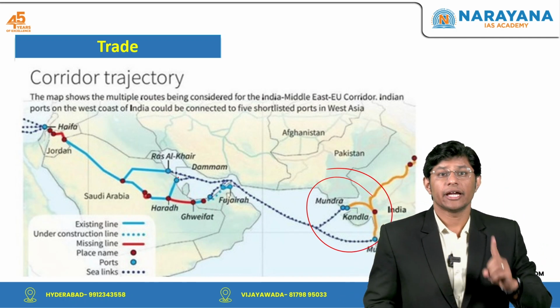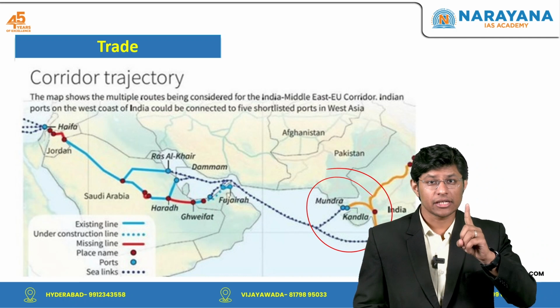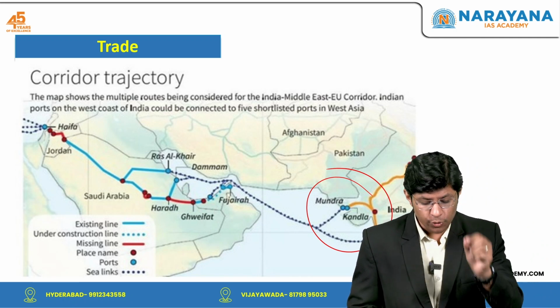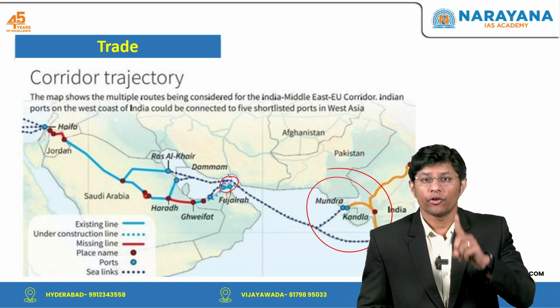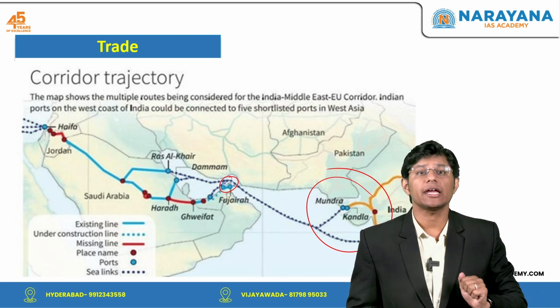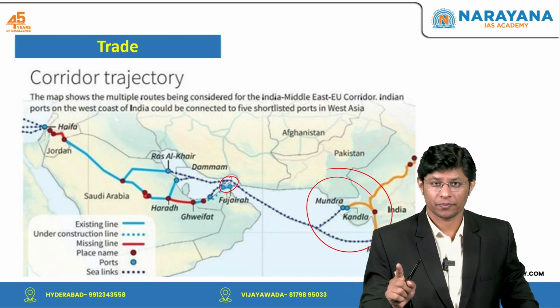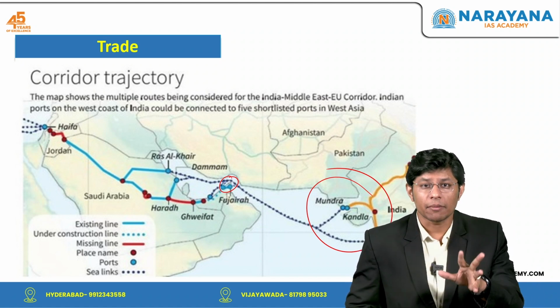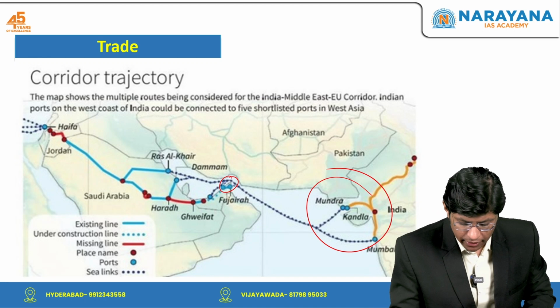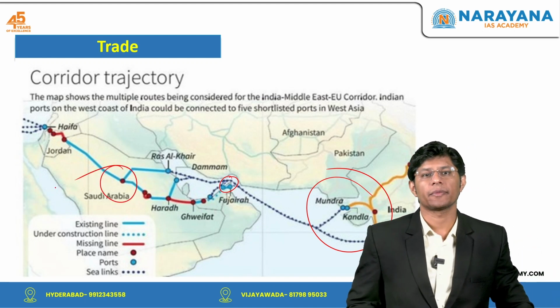This is the Middle East. In the Middle East, we have three countries. One is the UAE. Now, in UAE, we have ports like Fujairah, Jebel Ali and Abu Dhabi port. These are three ports in UAE. Then in Saudi Arabia, we have Dammam and Ras Al Khair. This is Saudi Arabia.